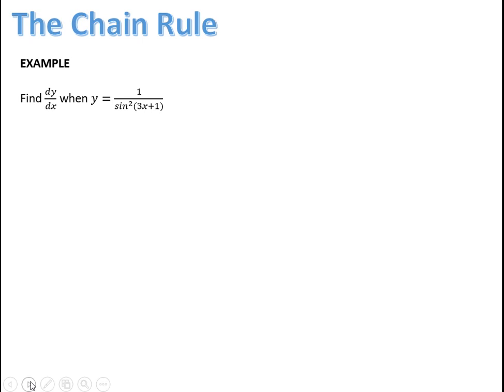So again, what we've basically got here is not in differentiable form. This is what I said at the start: you want to look at changing these into differentiable form. If it's 1 over sine squared 3x plus 1, to write it in a form with which we can differentiate, it would be the sine of 3x plus 1, all of that to the power of minus 2.